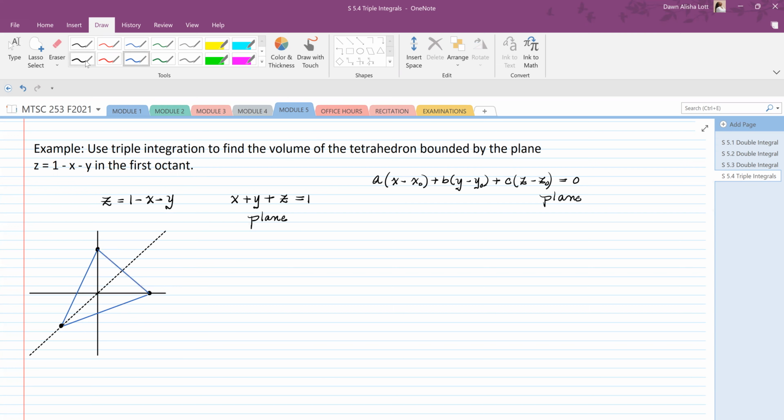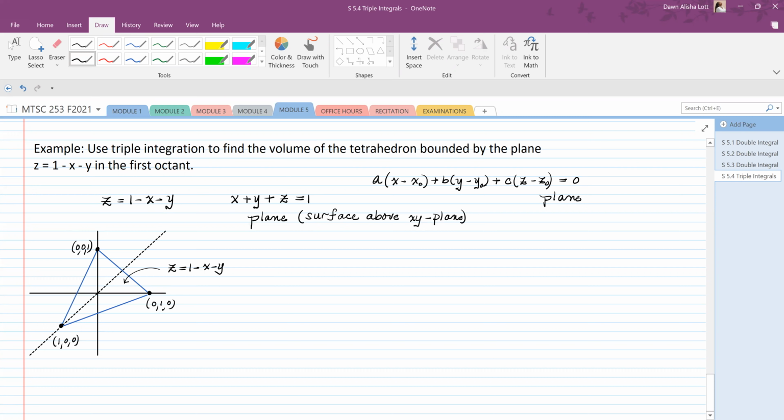Okay, so here's the plane. So z is equal to 1 minus x minus y. That's the thing on the top, the thing above ground. This is the point 1, 0, 0. This is the point 0, 1, 0. And this is the point 0, 0, 1. So the surface on the top happens to be the plane, the surface above the xy plane.